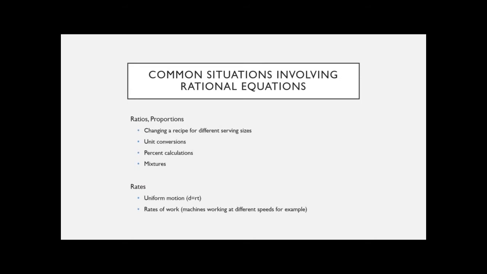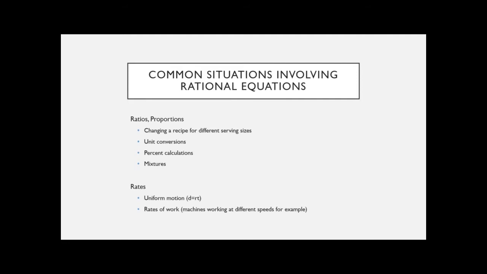So the common situations where you'd have something like this would be for ratios and proportions. So let's say you have a recipe and you need to modify it based off of a different serving size, like you're doubling the recipe or something like that. Unit conversions can be solved this way. Percent calculations you can do using rational equations, and anything with mixtures, which usually involve percents. And all of these ratios, these proportions, all get set up the same way as a proportion.